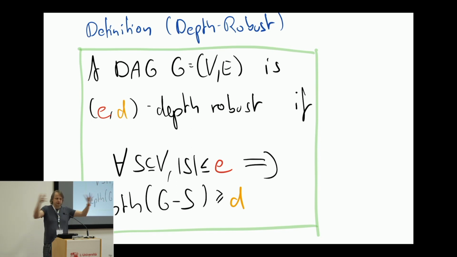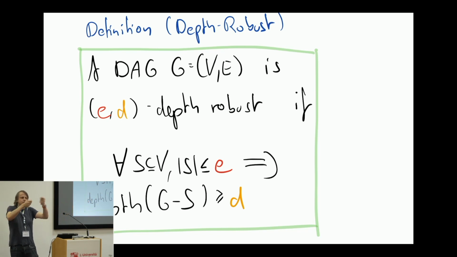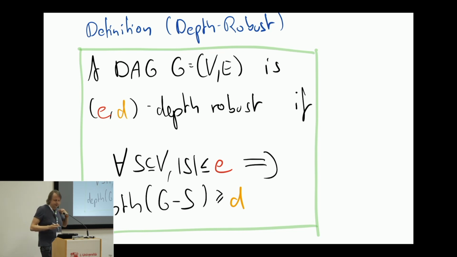So in some sense, (e,d) depth robust means that you have a graph that probably has a path you start with and some extra edges. So this graph probably has depth n, where n is the number of vertices. And it says that even if you remove e vertices, if it's depth robust, intuitively, even if you remove a lot of vertices, there still is going to be a long path remaining in that graph.